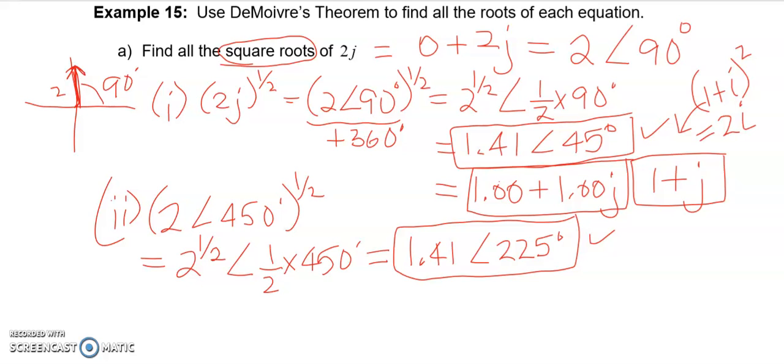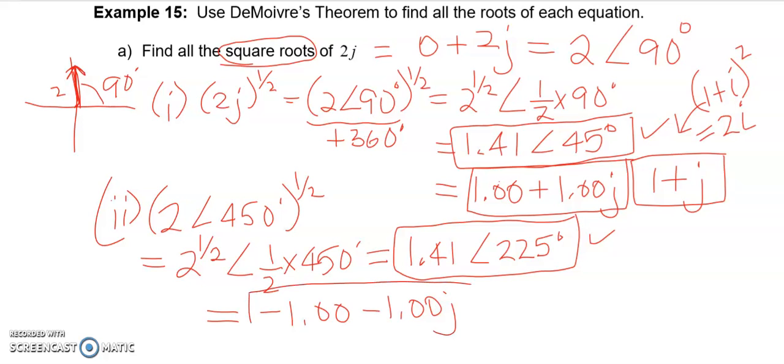Now this question does not say I can leave the answer in polar form. So if I go ahead and change that back now into rectangular form, a is equal to r times the cosine of theta, so that would be 1.41, or root 2, times the cosine of 225. And I get, in this case, negative 1.00 for a. And b also becomes negative 1.00. And that gets multiplied by j.